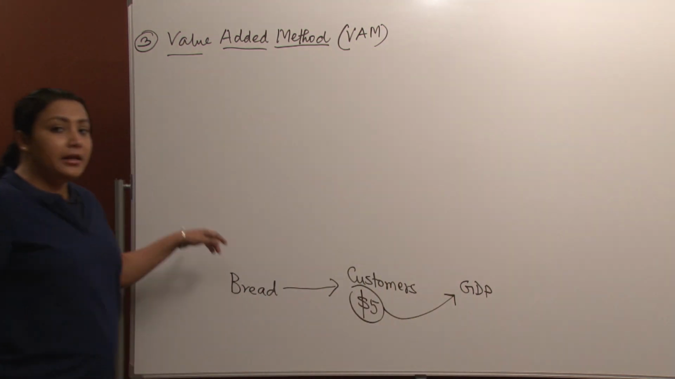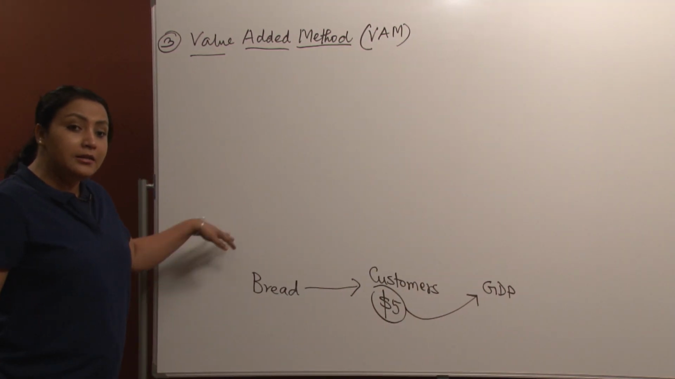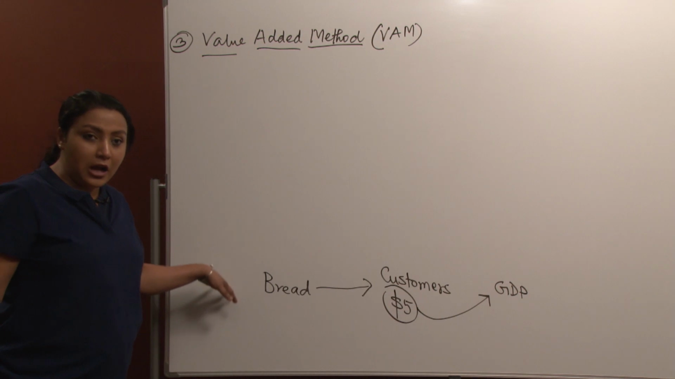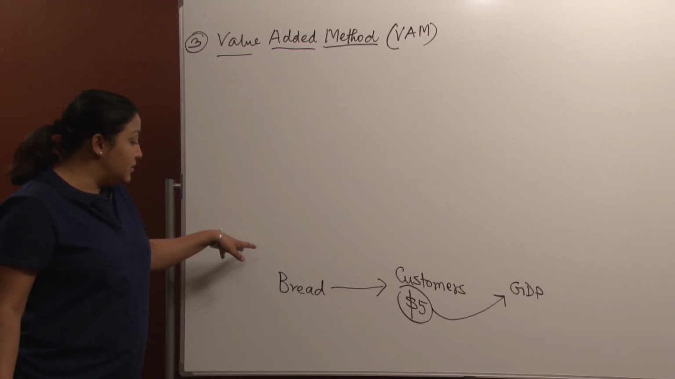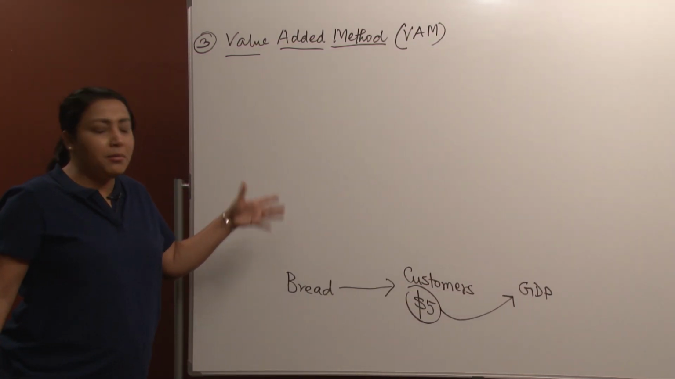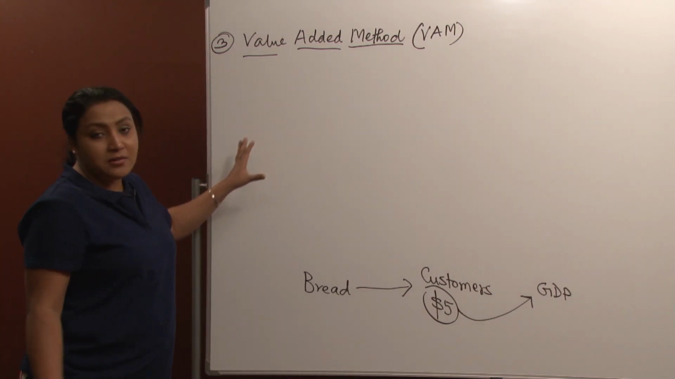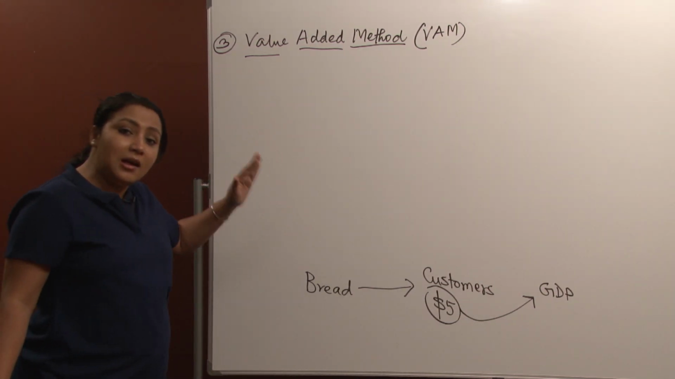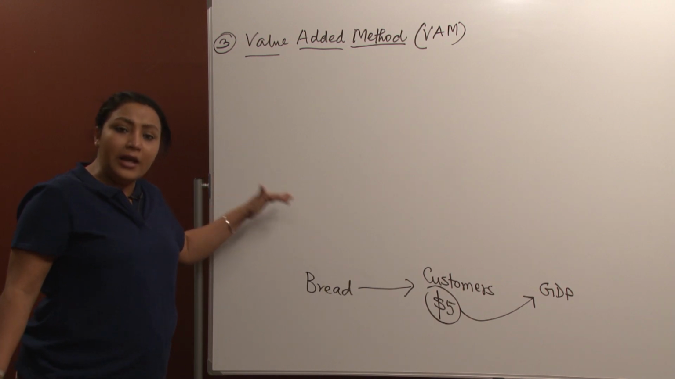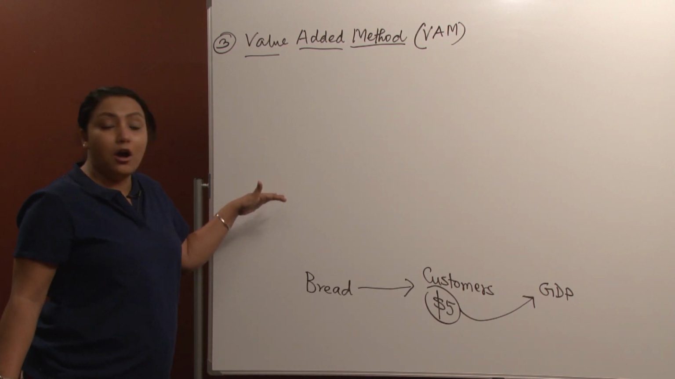But the bread includes several intermediate stages of production. The bread that is sold at the retail store, maybe at Walmart, has not dropped from the air. Someone must have produced the bread. So, there are some stages in the chain of production for bread.